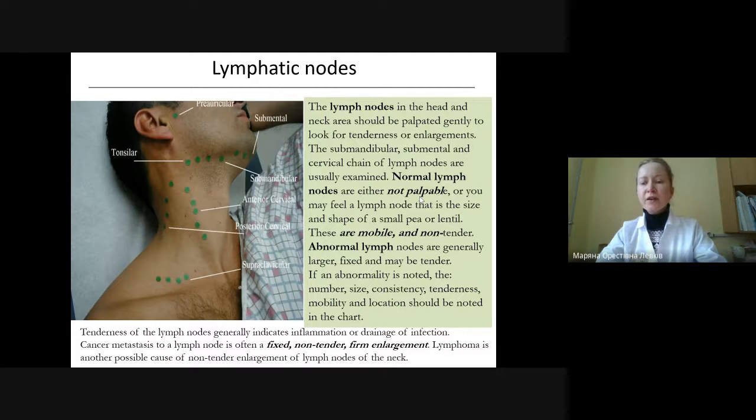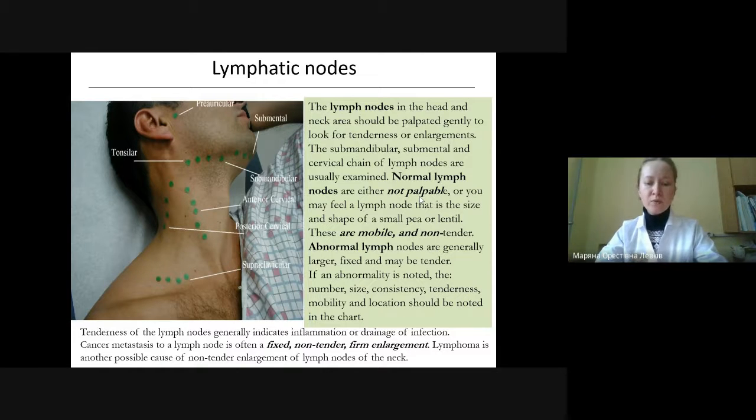Normal lymph nodes are either not palpable, or you may feel a lymph node that is the size and shape of a small pear. These are mobile and non-tender. Abnormal lymph nodes are generally larger, fixed, and may be tender. If an abnormality is noted, the number, size, consistency, tenderness, mobility, and location should be noted in the chart.